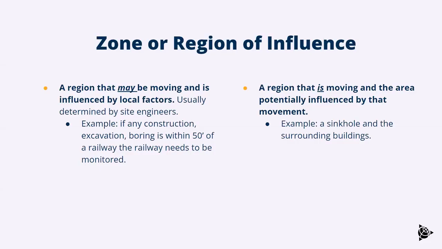An example of a region that is already moving is something like a sinkhole or a landslide. What we want to do is measure that landslide or earth movement as it's moving, but we also want to measure the surrounding area to see what is being influenced. Maybe we have a sinkhole in a neighborhood, and the sinkhole is only 50 feet across, but it has potential to influence an area 100 feet around it. We want to make sure that we're measuring that sinkhole and also measuring those surrounding buildings to make sure that everything is safe.